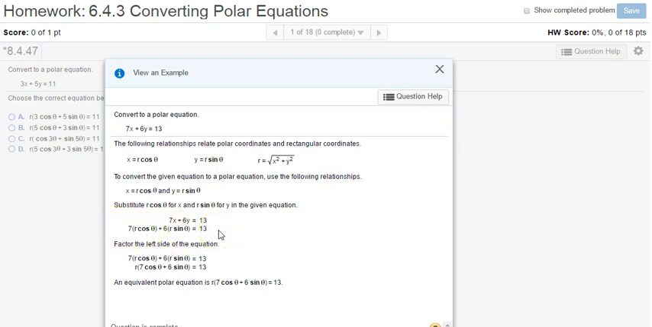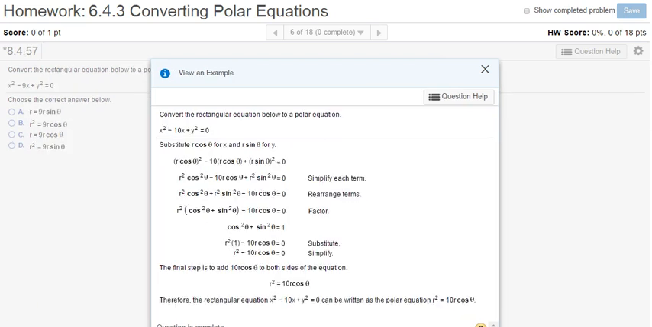And then on the next step, they recognize that both your first and your second term have something in common. They both have an r in them. So they factored out the r, which left it in the form of 7 cosine of theta plus 6 sine of theta equal to 13. And then that's an acceptable form for the answer, so they have one of the multiple choice options matching r times 7 cosine theta plus 6 sine of theta. And that's it for the first example.